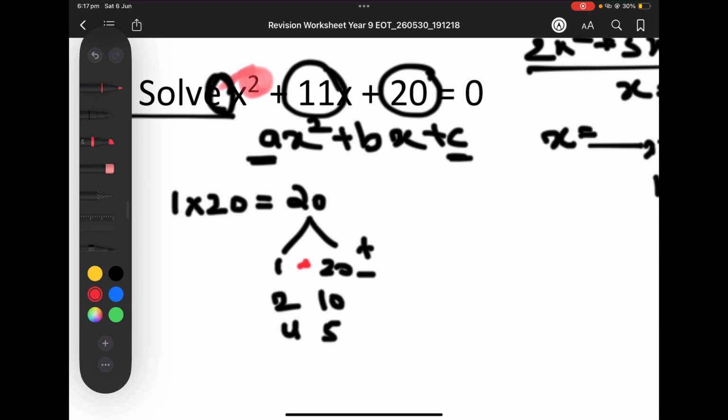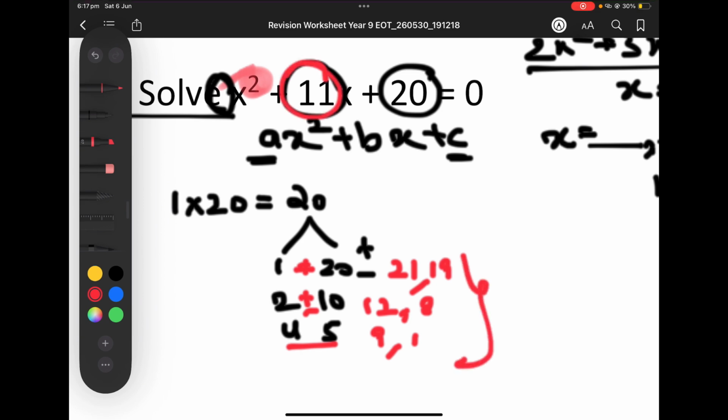But if I add these two, I get 21. If I subtract, I get 19. Okay, when I add these two, I get 12. When I subtract, I get an 8. If I add these two, I get a 9. If I subtract, I get a 1. So none of these options are matching my b.